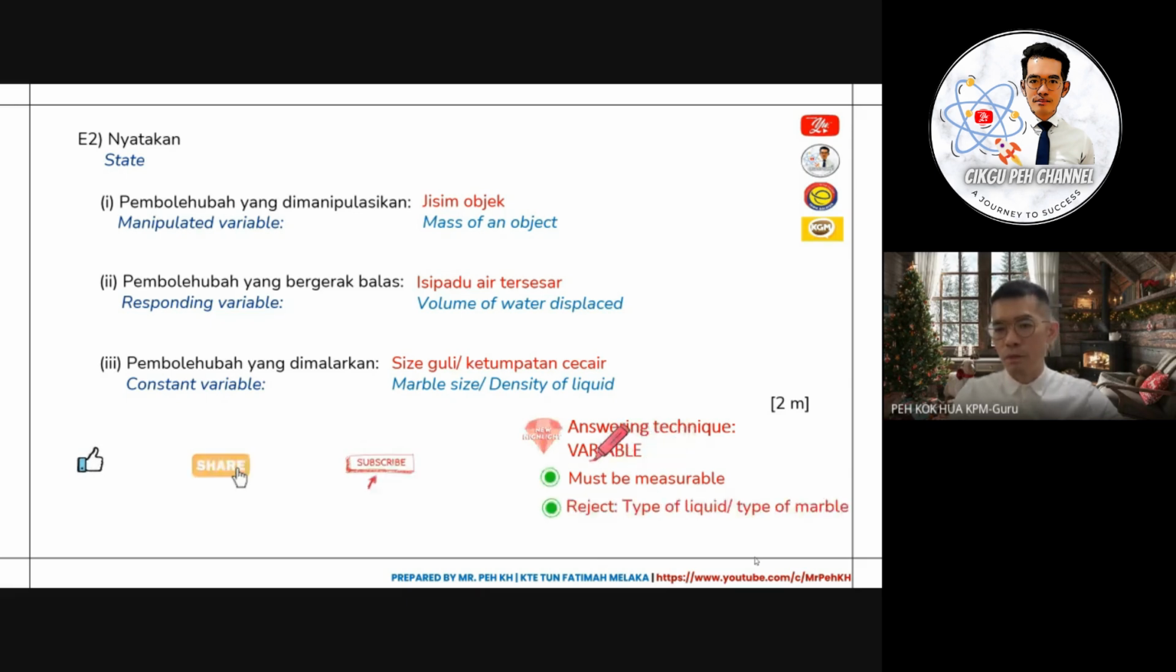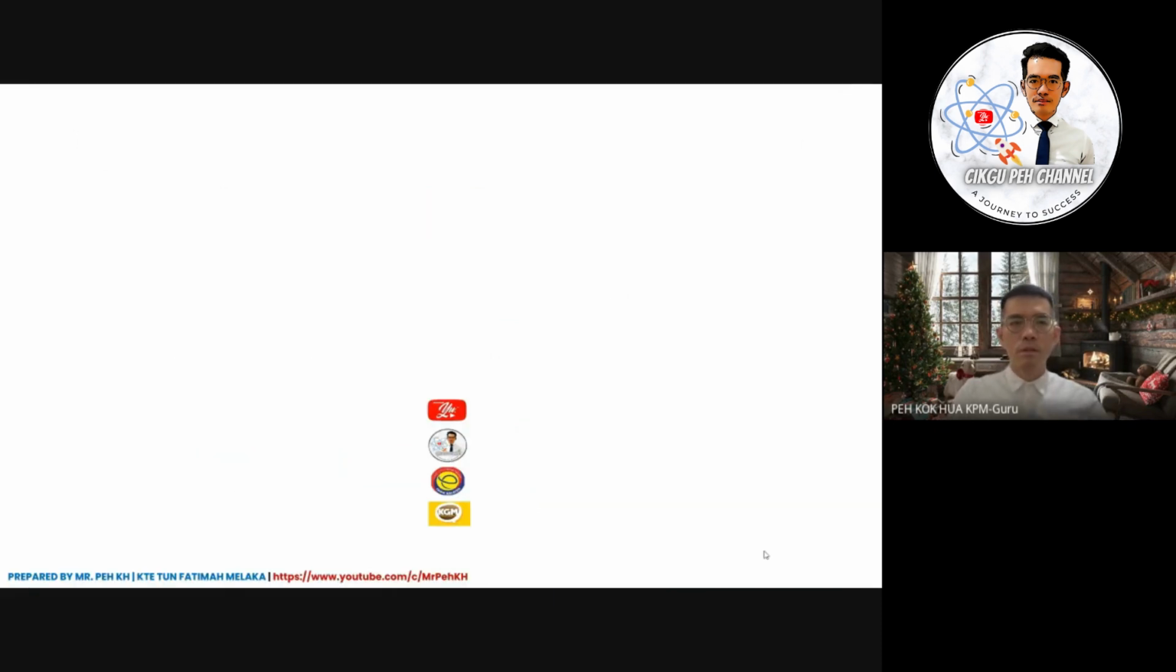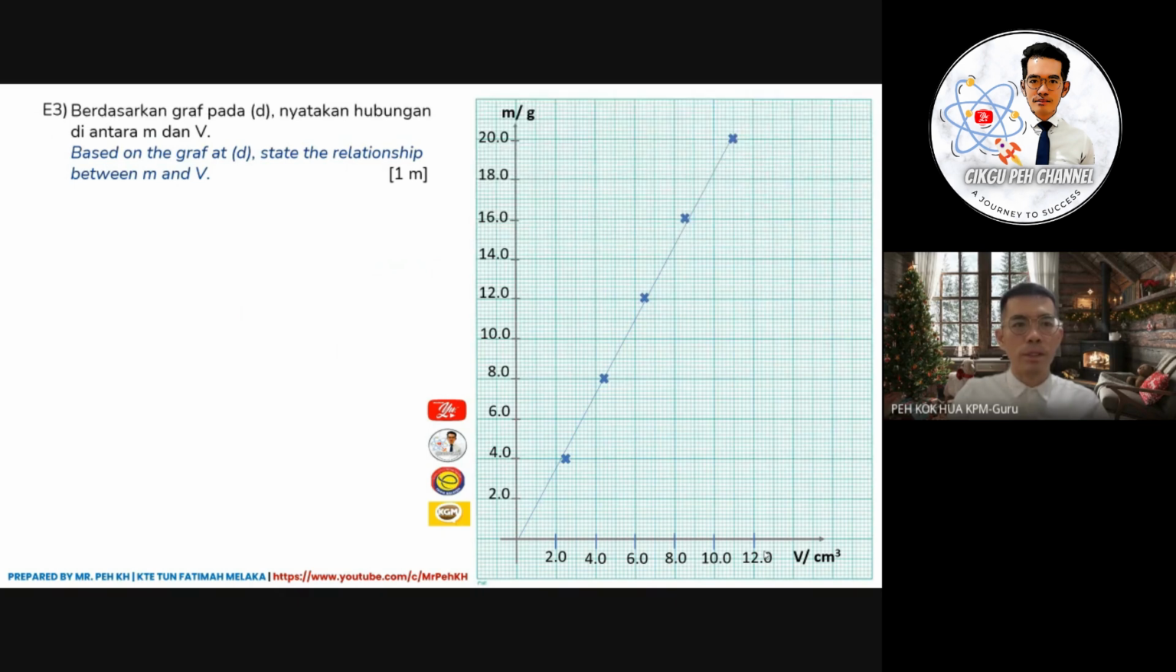You cannot give an answer like type of liquid or type of marbles, where it is not able to be measured. Okay, so this is an answering technique where you need to take note in this question. Okay, so next question here, this will be the relationship between M and V. So you can see the question will be like this.